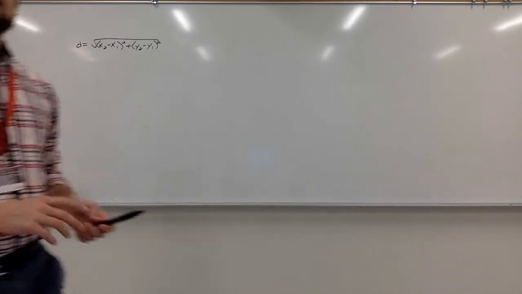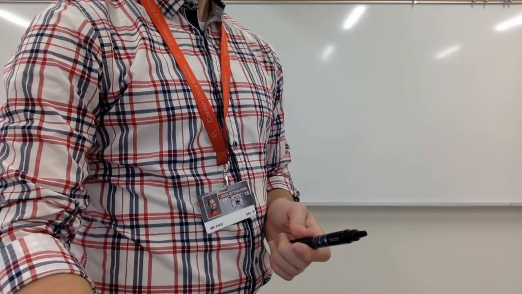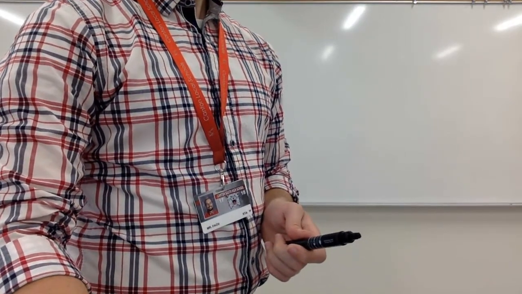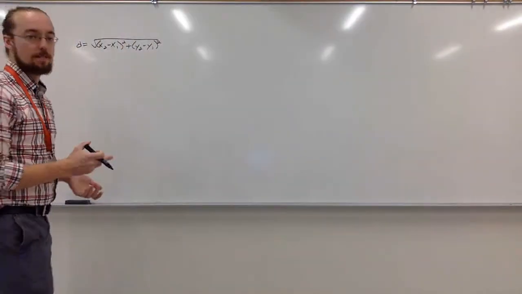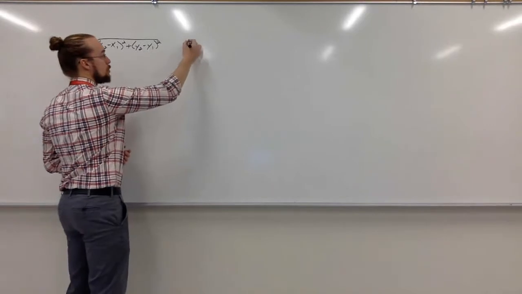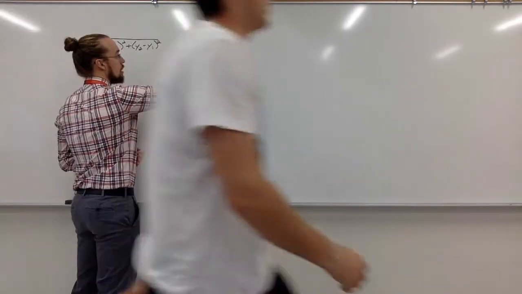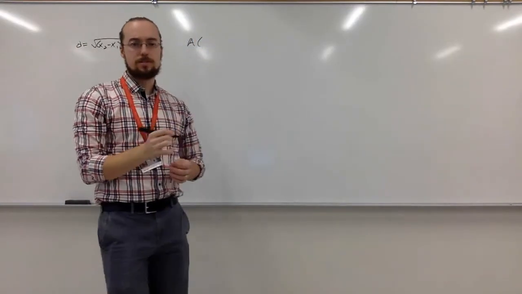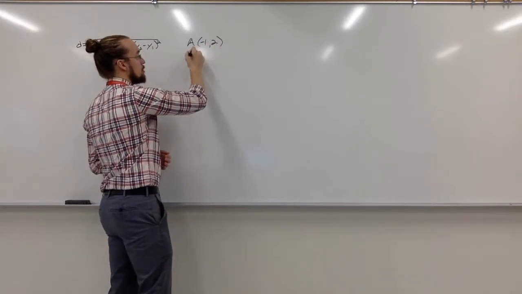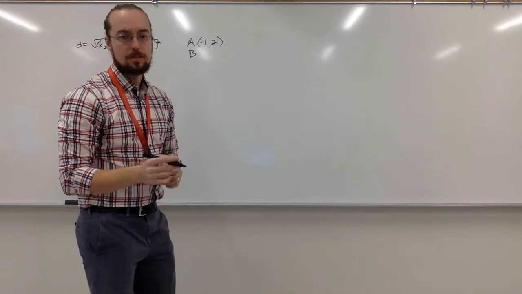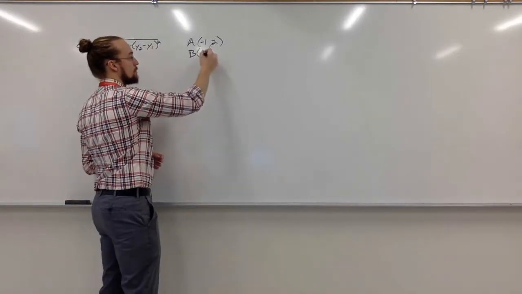Okay, so let's try a few more of these. Finding distance. So on number 7, we've got 2 points. We've got A is (-1, 2), and B is (-4, 6).